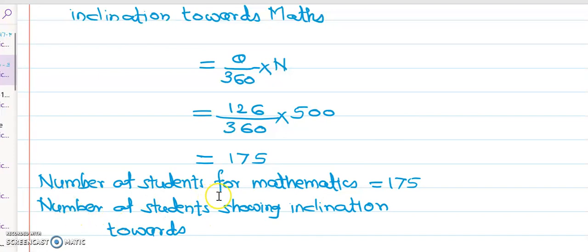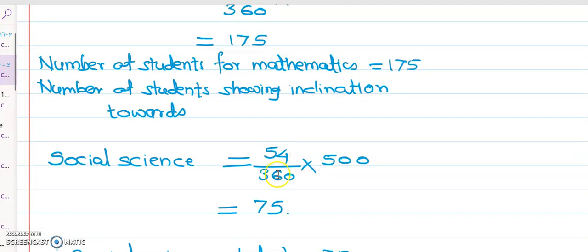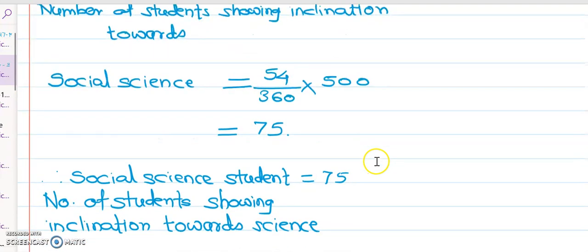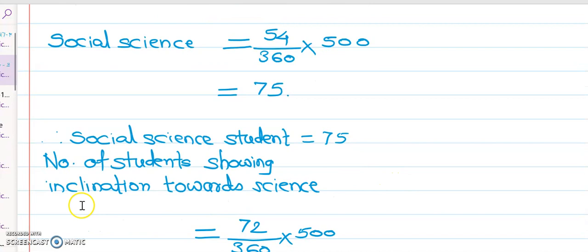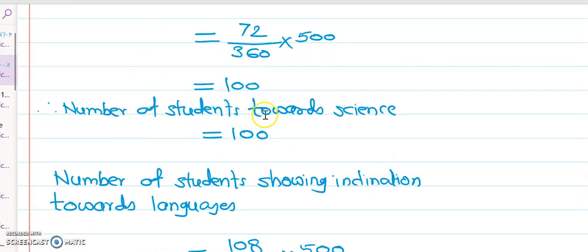Similarly, the number of students for mathematics is 175. The number of students showing the inclination towards social science is 54 upon 360 into again 500, and after the calculation we get 75. Therefore the social science students equal 75. The number of students showing the inclination towards science is again 72 upon 360 into 500, which equals 100. The number of students towards science equals 100.